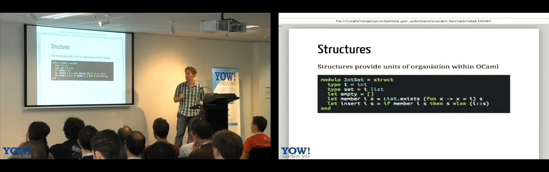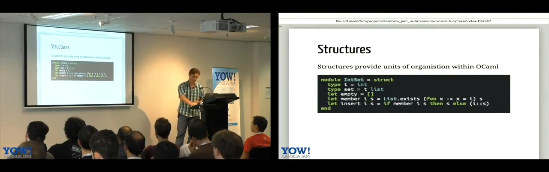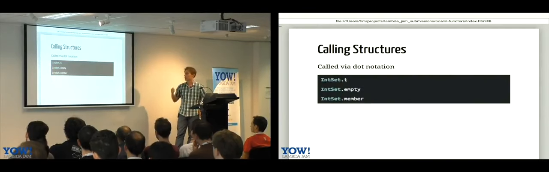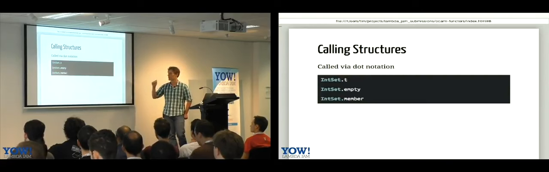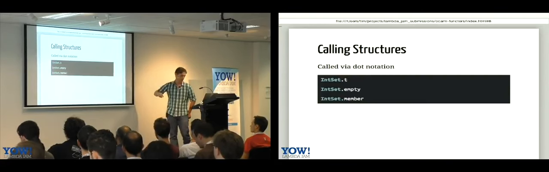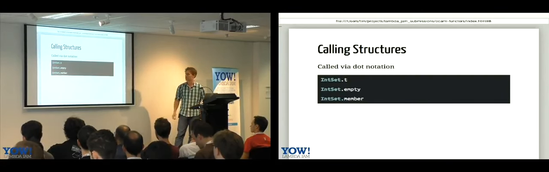But it doesn't have to be, like, there's not a one-to-one mapping like there is in Haskell. The module name needs to match the file name. So calling structures, pretty straightforward. It's just using dot notation. So whatever the name of the structure is, dot, whatever it is you want to access within that. So T, empty, pretty much as you'd expect.